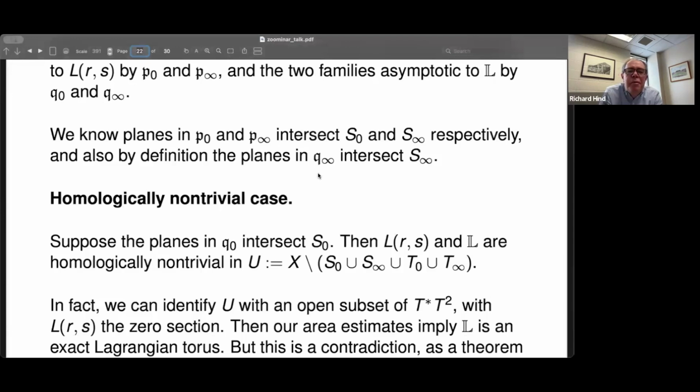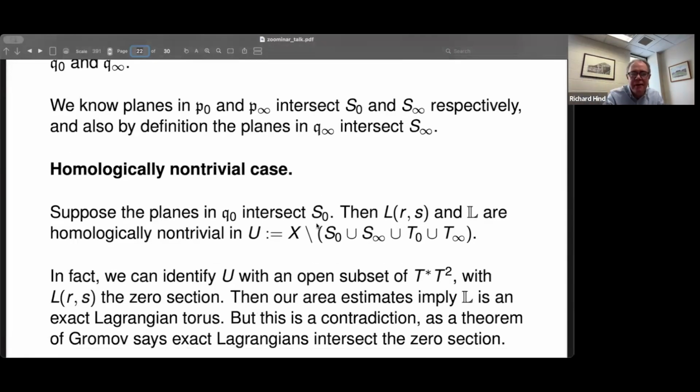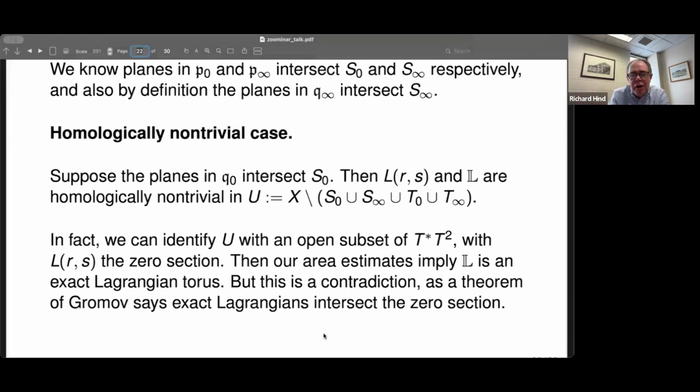But suppose they don't. So suppose the planes in Q0 intersect S0, which is the way I had it drawn. So one family intersects one axis, the other family intersects the other axis. If that is true, then indeed L and bold L are both homologically non-trivial in the complement of the axes. And in that case, we can go on and get a contradiction.